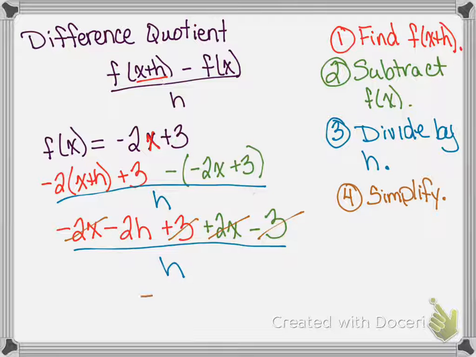So now I am left with negative 2h over h. Can h and h cancel? Yes. So my difference quotient to this problem is negative 2. And that makes sense because we're talking about slope. And because this is a line, we know that our slope is negative 2.